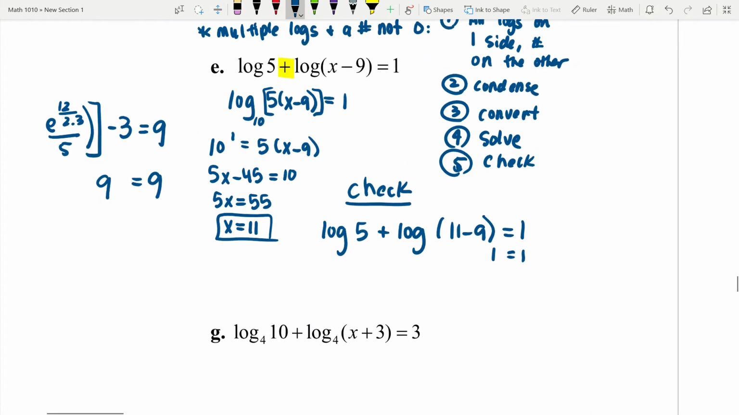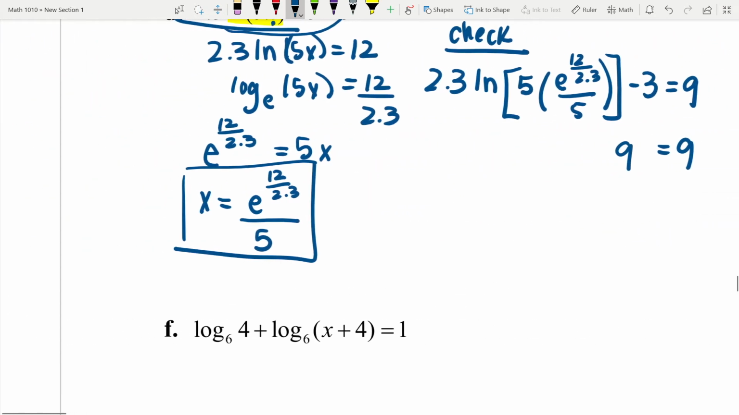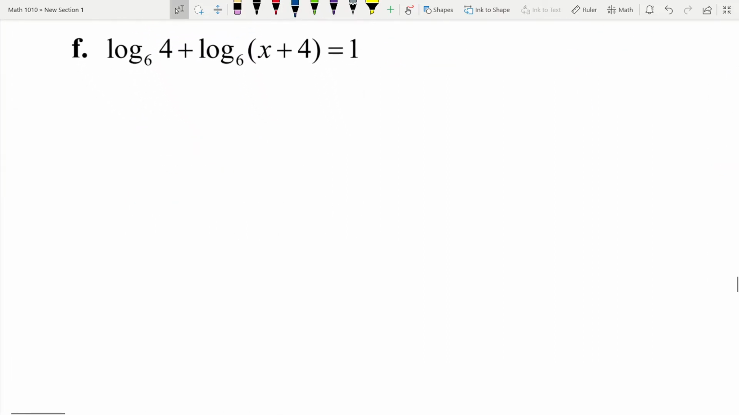Okay, who says I understand? Let me see how you're feeling. Okay, good. Let's do this one. 2 logs and a number that's not a 0. Step number 1, get all logs on one side, all numbers on the other. Step number 2, condense. These are added. I'm going to write 1 log. It's log base 6. When I squish them together, I want one word coming out of everybody's mouth. What's the word? You multiply. So it's 4 times x plus 4 is equal to 1.